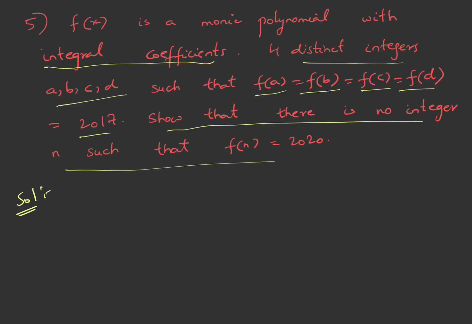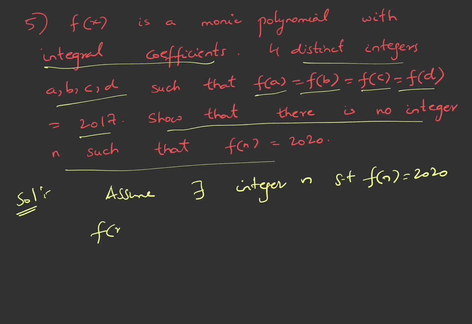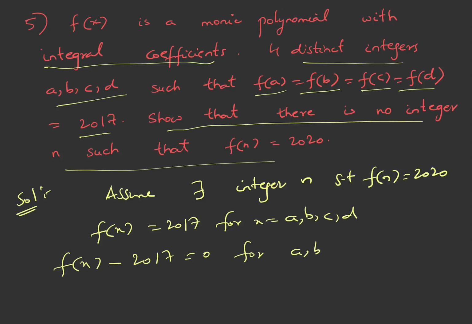So let us discuss. I am making an assumption. Let us assume that there exists an integer n such that f of n is equal to 2020, right? Now I'll arrive at a contradiction, and then I'll say that my assumption is wrong. So it is given that f of x is equal to 2017 for x equal to a, b, c, d, right? So I can say that f of x minus 2017 is equal to 0 for a, b, c, d.